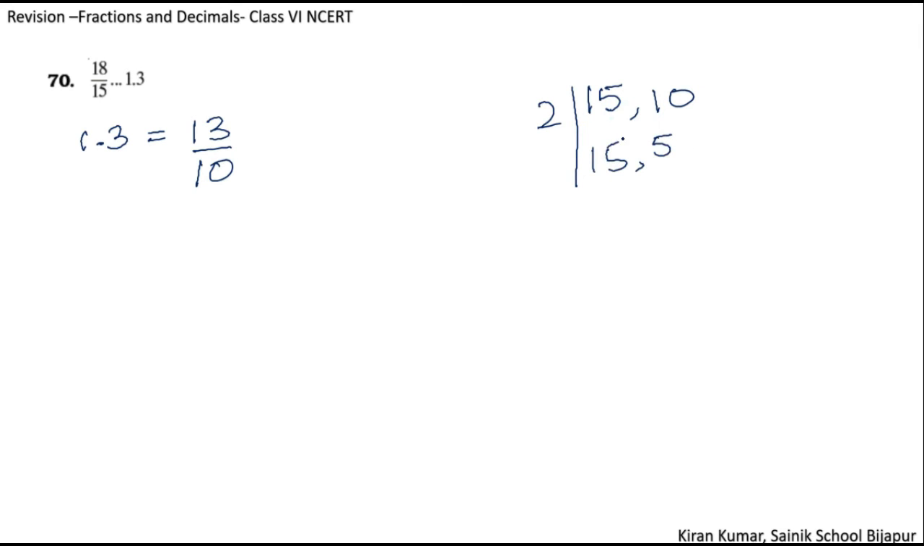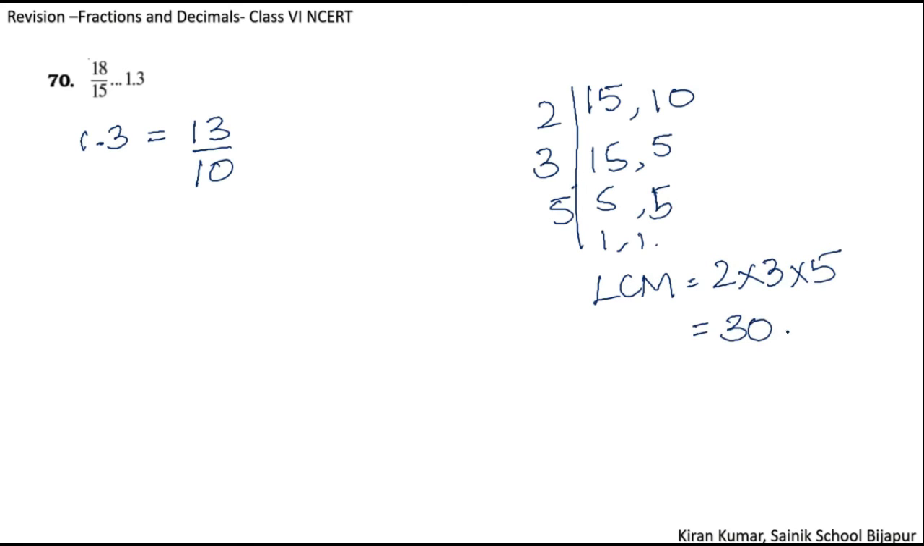Question 70. 18 by 15 and 1.3. How do we convert this? We know that 1.3 is the same as 13 upon 10. Now we can have the fractions. I need to find the LCM of 15 as well as 10. 2 5 times, 3 5 times, 5 1 time. So the LCM here is 2 times 3 times 5, which is 30.